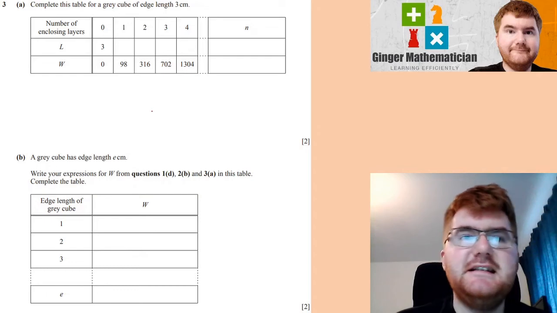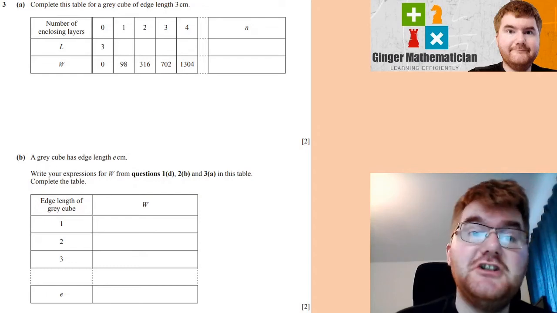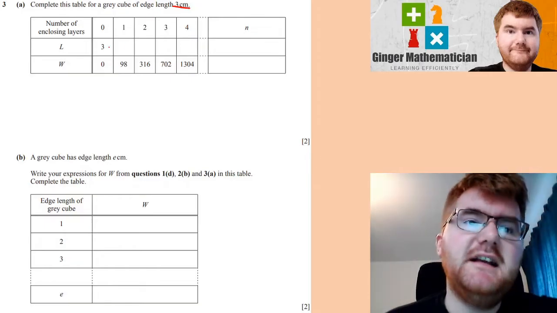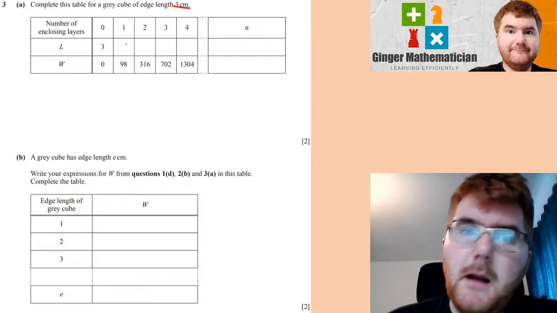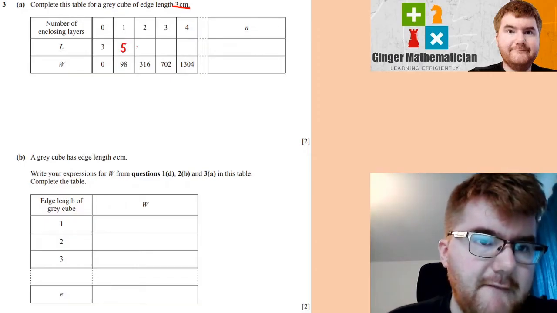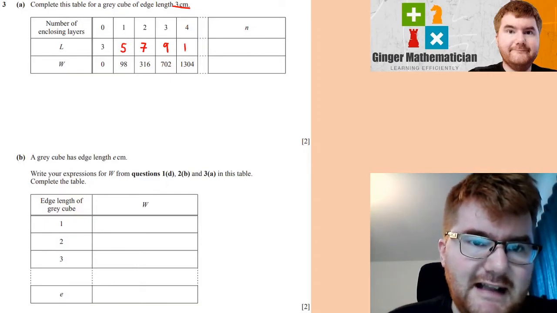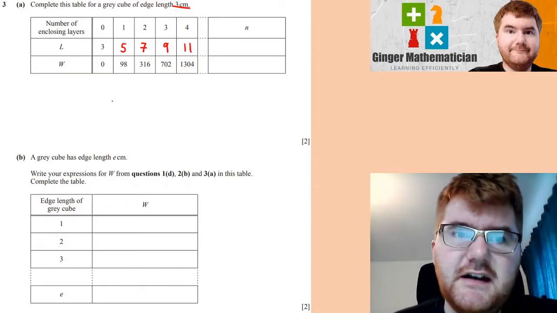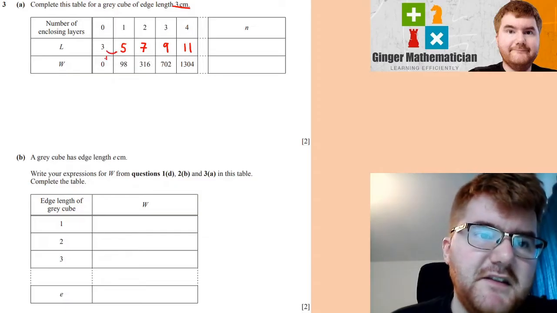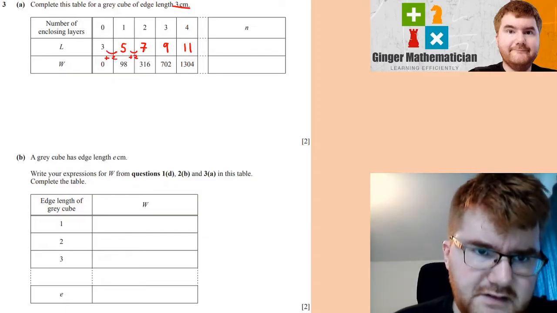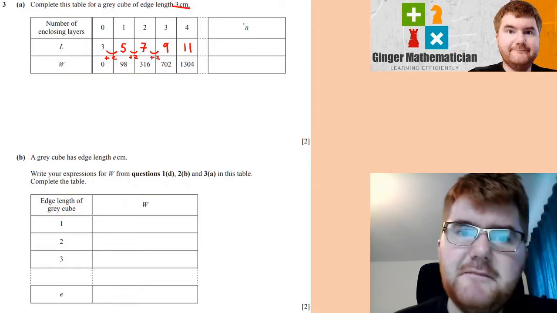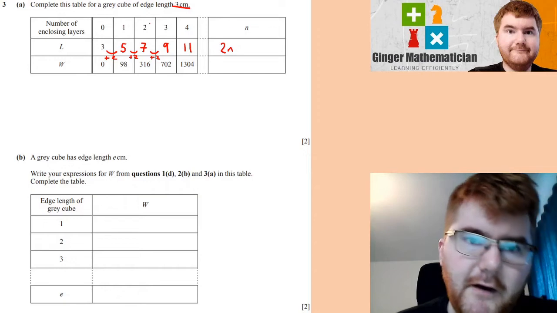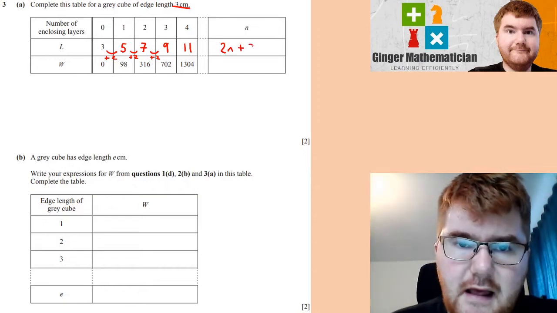So now we need to complete the table for a grey cube of edge length 3 centimeters. Okay, so it's still going to work in the same way. So this is still going to go up by 2. So we get 3, 5, 7, 9, and 11. Because we're still adding on this enclosed layer of 1 centimeter on each side. And if we work out the nth term for this particular sequence, so it's still going up in plus 2's, then the nth term is going to be 2n. And what do we do to 2 to get to the first term here, 5? Well, that's going to be equal to plus 3.